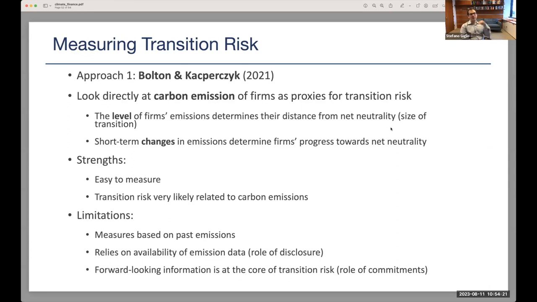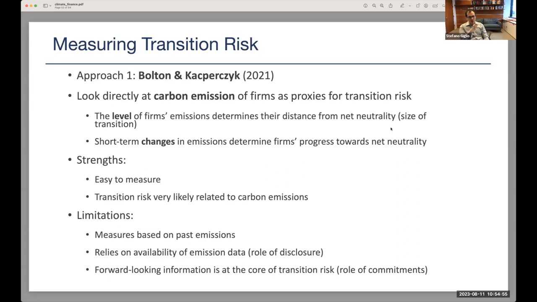They look at both the level of your carbon emissions and the changes in carbon emissions, with the broad justification that the level of carbon emissions tells you how far you are from the path that we have to get to, which is net neutrality. If we think at some point we're going to get to zero emissions, are you very far from that? So are you going to be taxed a lot or not? That's reasonable. The other one is the short-term changes in emissions, which is how much progress you're making, okay?